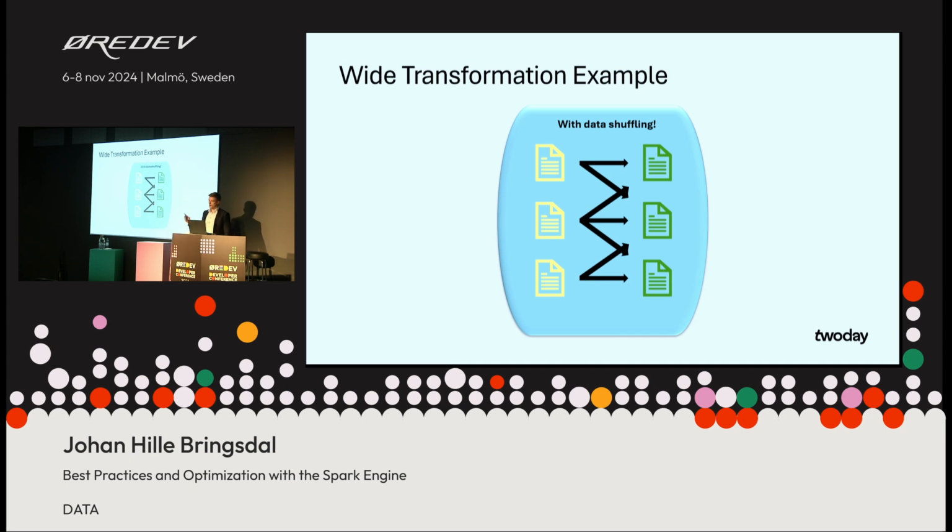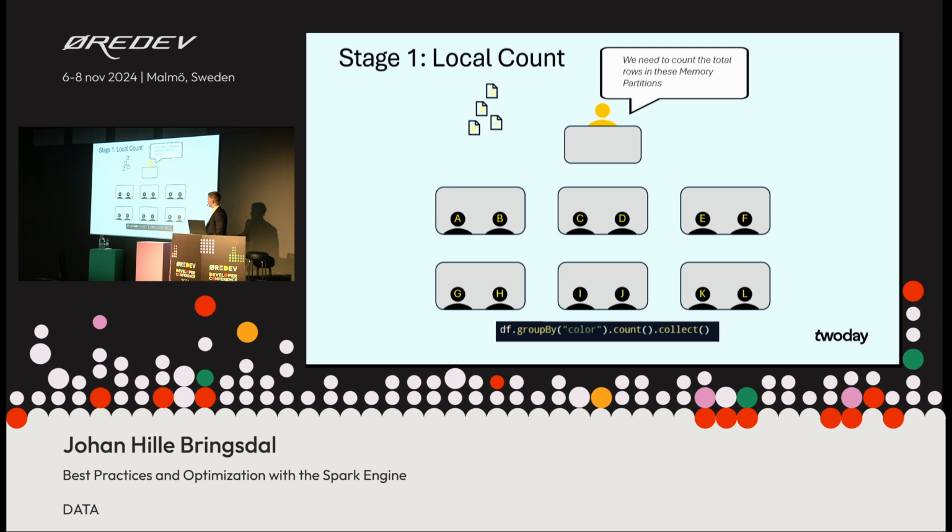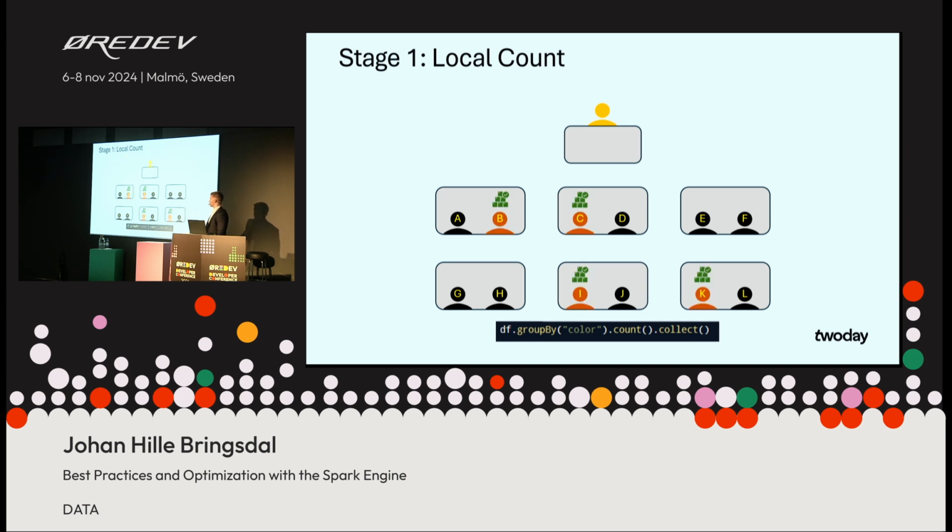Now let's take a look at a wide transformation example, where we do need data shuffling. Again, this is quite a simple example, but it shows exactly how it works. Again, we have the dataset cars, and this time we want to group by color and then do a count to identify how many cars of each color there are. This time, we only have 4 memory partitions, but we have the same sized cluster. So we have 4 cores that go and work on each memory partition.